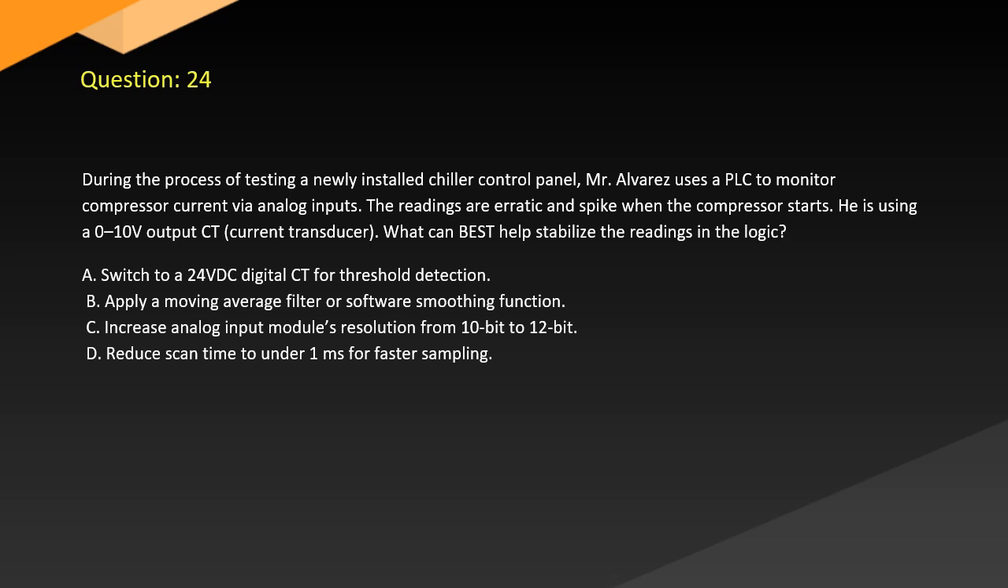A. Switch to a 24 volt digital CT for threshold detection. B. Apply a moving average filter or software smoothing function. C. Increase the analog input module's resolution from 10-bit to 12-bit. D. Reduce scan time to under 1 ms for faster sampling.